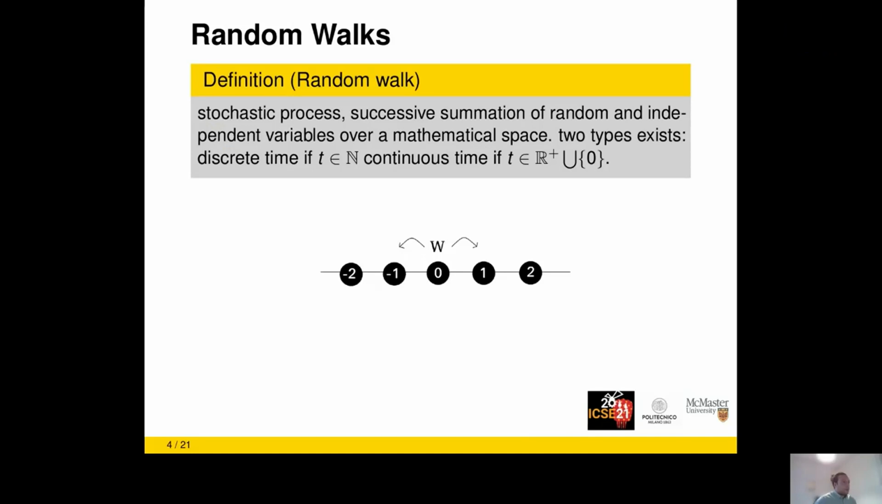Before starting with the implementation, just a few words about random walks. Random walks are a stochastic process that consists in a successive summation of random and independent variables over a mathematical space. They exist in two types: discrete time if t belongs to the natural set, or continuous time if t belongs to the real set. Here we focus on discrete time random and quantum walks.